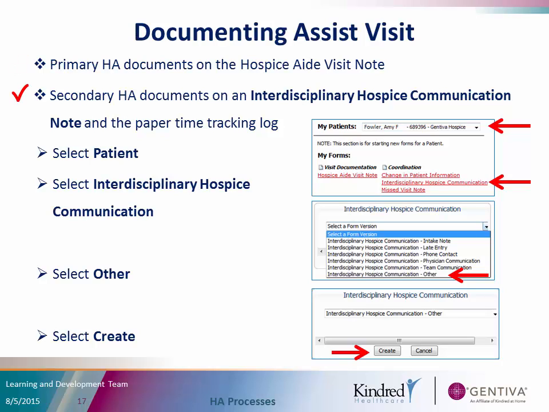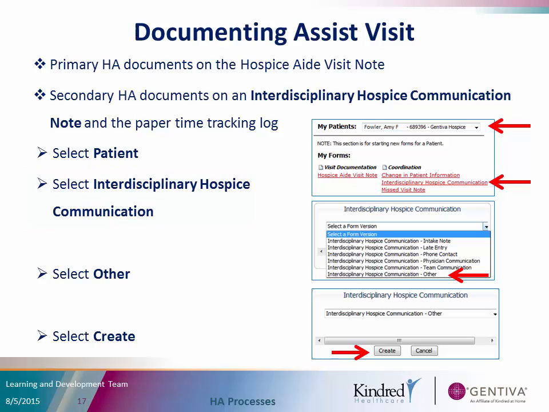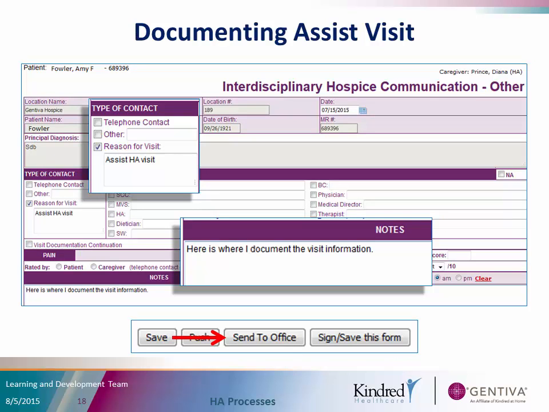The secondary hospice aide documents on an interdisciplinary hospice communication note and uses the paper time tracking log for the time slip. To attach an interdisciplinary hospice communication note, first select your patient, then select Interdisciplinary Hospice Communication. Once it's attached, select the Interdisciplinary Hospice Communication Other option. Then select Create. In the Interdisciplinary Hospice Communication form, find the Type of Contact section.